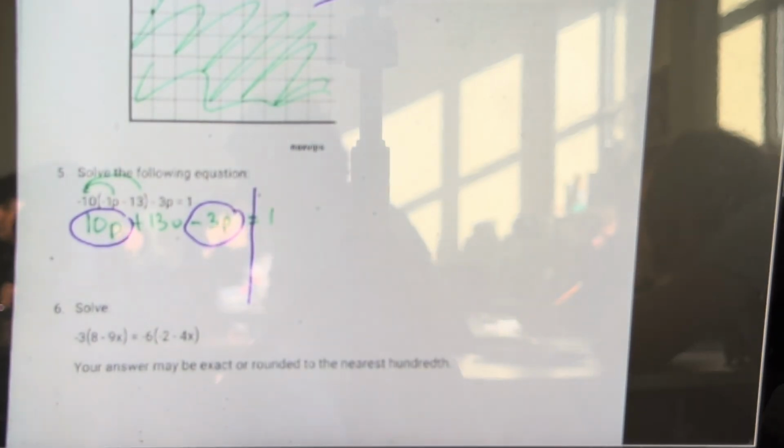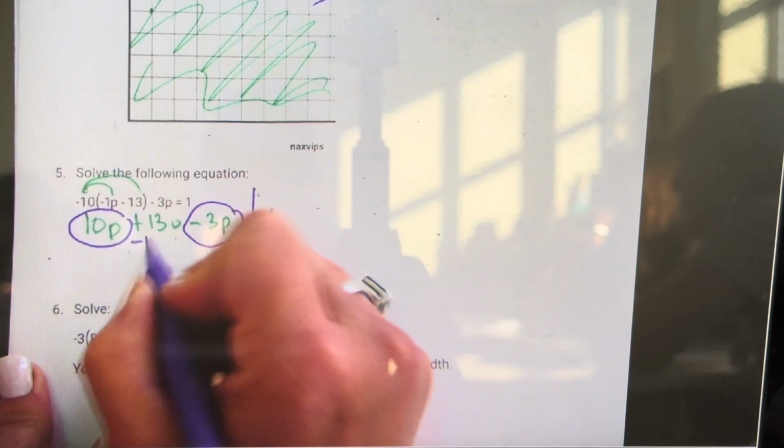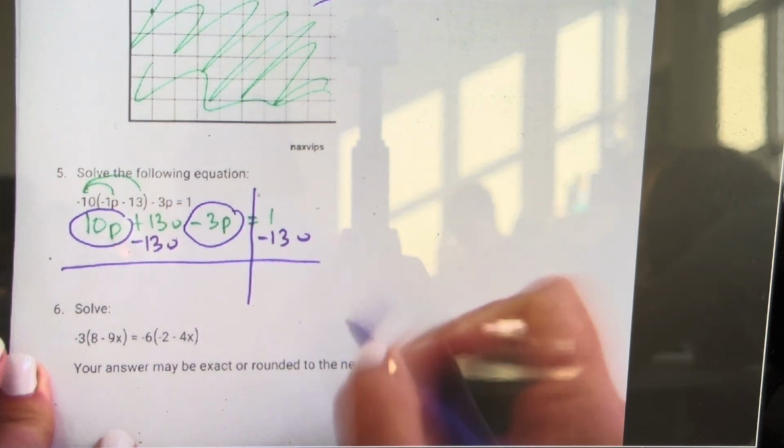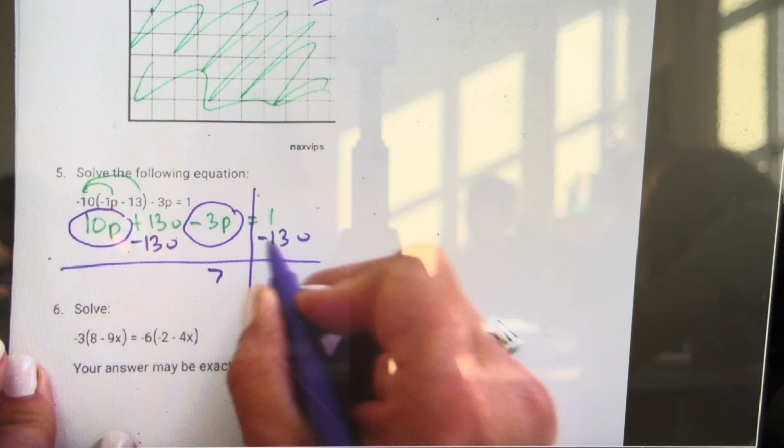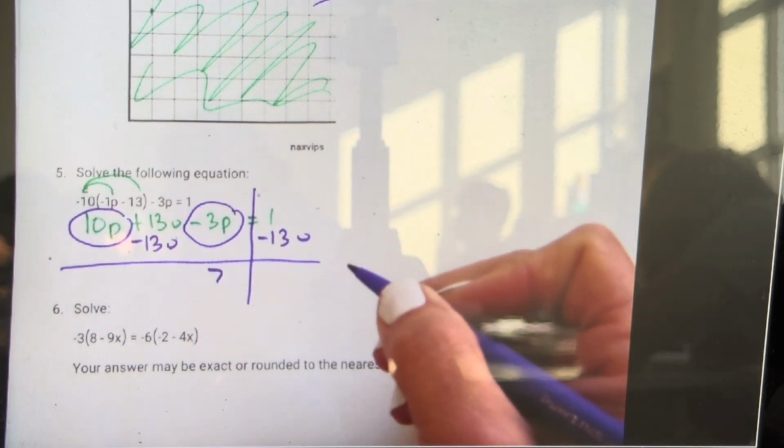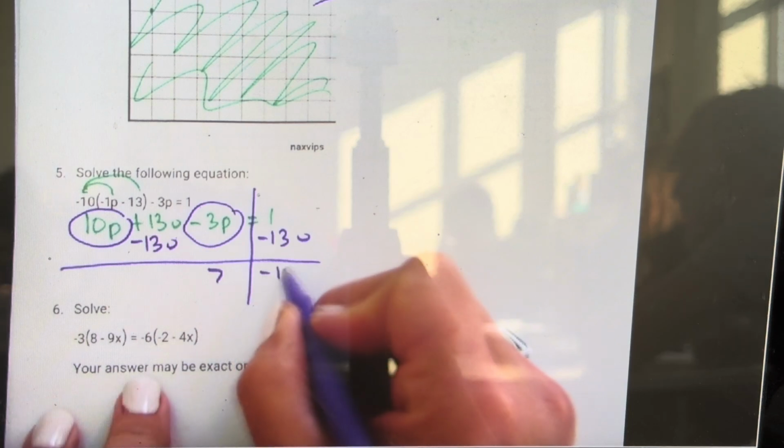So these two are on the same side, and your sides are with your equal. And so we're going to get rid of one term. What are we going to get rid of? The 3p. No, we're going to add those two together. Oh, the 130. Okay, so if it's positive over here, it's going to be negative over here. And what is 10 minus 3? 7. So negative 130 plus 1 equals what? Negative 129. Perfect.